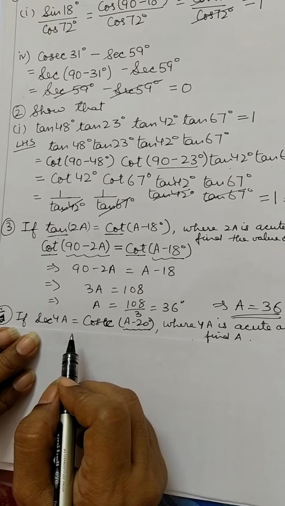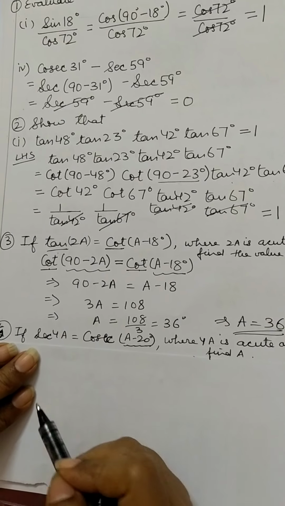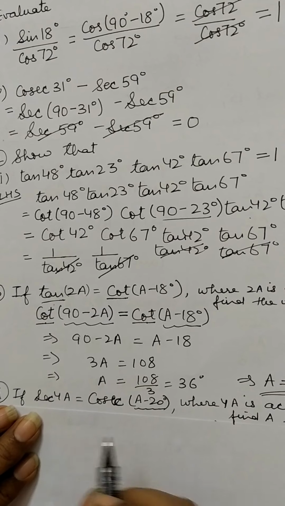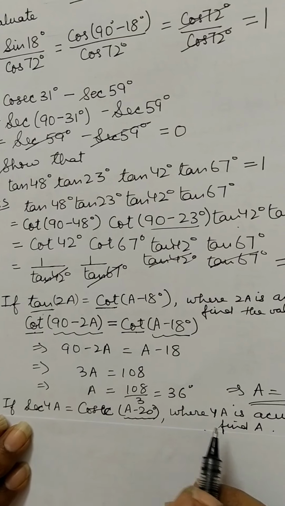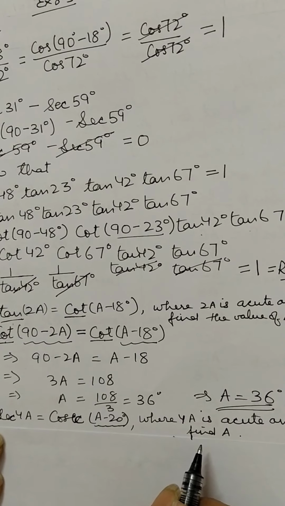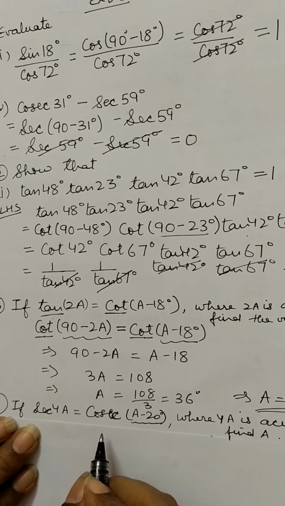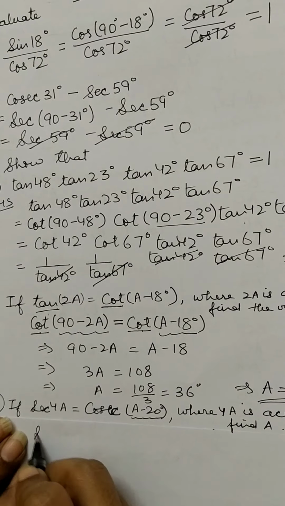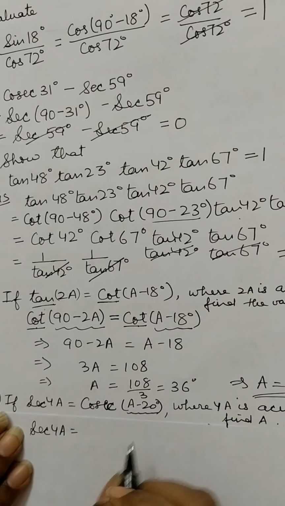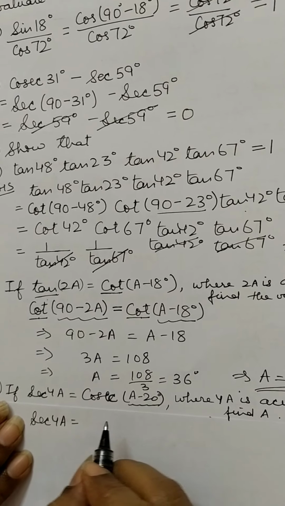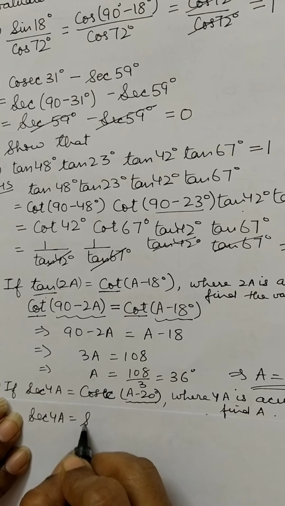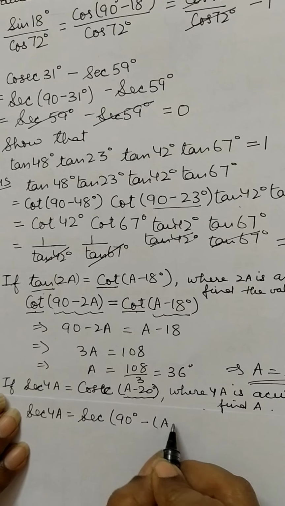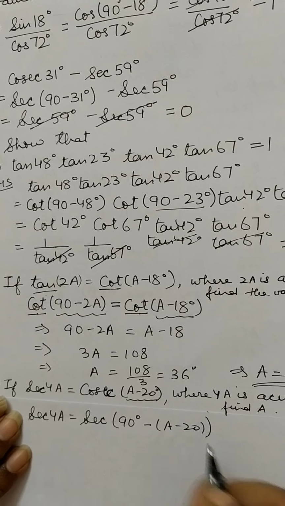Next question, 4 and 5 are also of same type, same as 3. Let us do question 5. In this question, we are given that sec 4a is cosec a minus 20 degree, where 4a is acute angle and you have to find value of a. Here you can see that sec and cosec are interchangeable. Sec 4a we are keeping as it is. Cosec theta is sec 90 minus theta. So we can write here sec 90 minus, since there is minus sign, we should put bracket here.